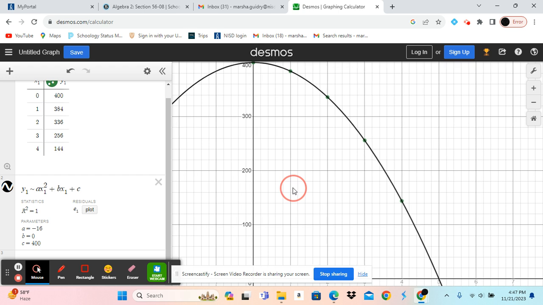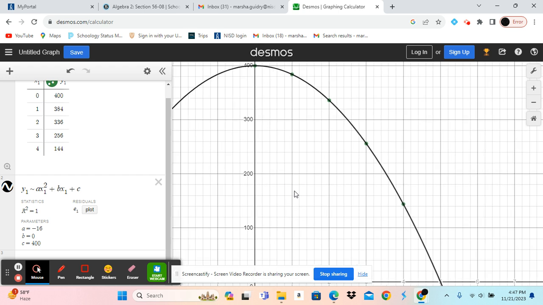And it also asks, can we tell how high in the air the wrench started? How tall was the building? Well, the wrench started on top of the building. So when time was 0, right before we dropped it, it was 400 feet high. So that's how tall the building was.